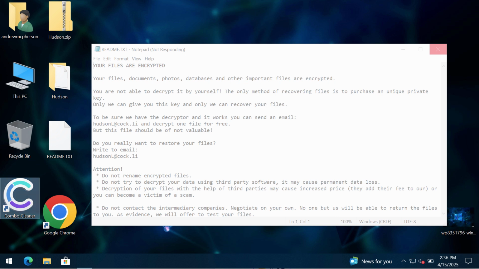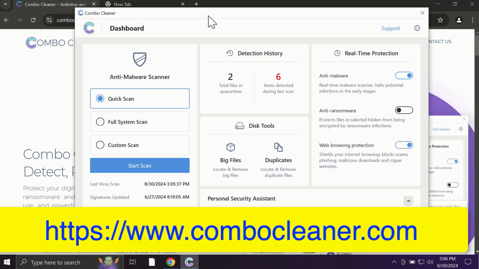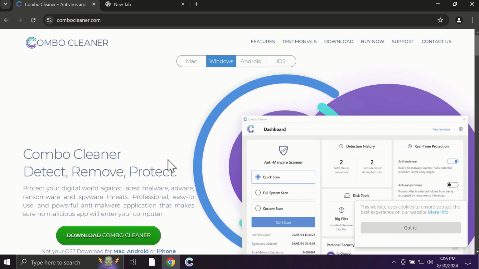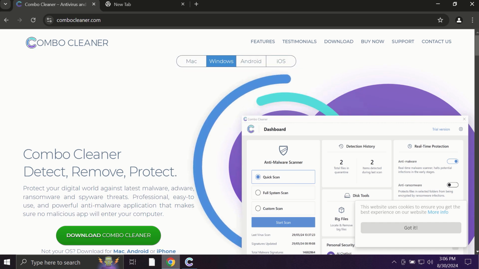system with its help. After you start Combo Cleaner, the application will most likely, first of all, update its anti-malware database, which is truly essential for proper detection and removal of all possible threats that could be on your computer. Pay attention to the fact that Combo Cleaner is available for all popular operating systems: Mac, Windows, Android, and iOS.